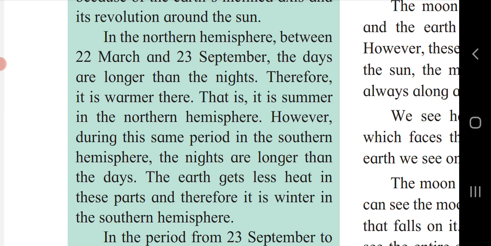So, if you divide 22nd March to 23rd September, in the northern hemisphere, days are long, nights short, and the season will be summer. And in the southern hemisphere, days will be short, nights long, and the season will be winter. And if you consider 23rd September to 22nd March, in the northern hemisphere, days will be short, nights long, and the season will be winter. In the southern hemisphere, in the same period, days will be long, nights short, and the season will be summer.